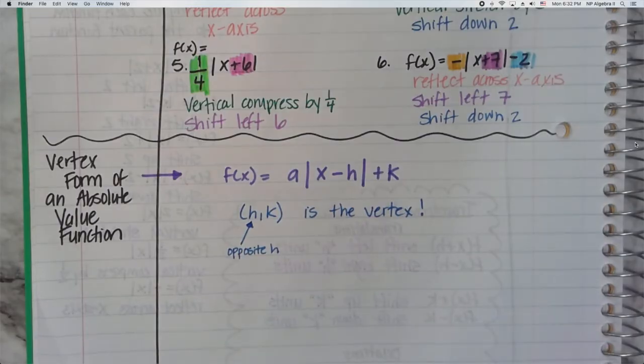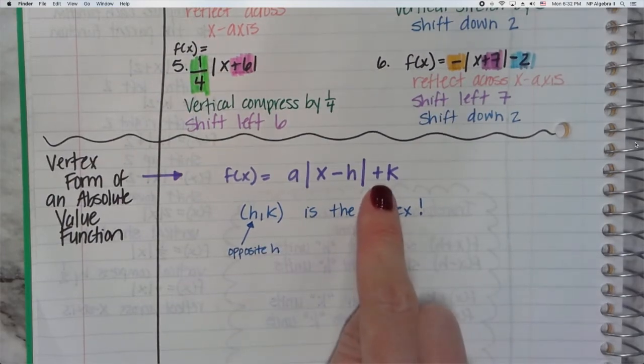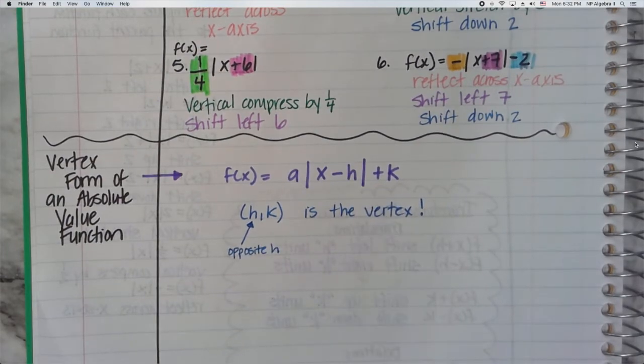So opposite h, comma, k. The k will stay as it is. If it's positive, it's positive. If it's a minus, it's negative. So h, comma, k is the vertex.